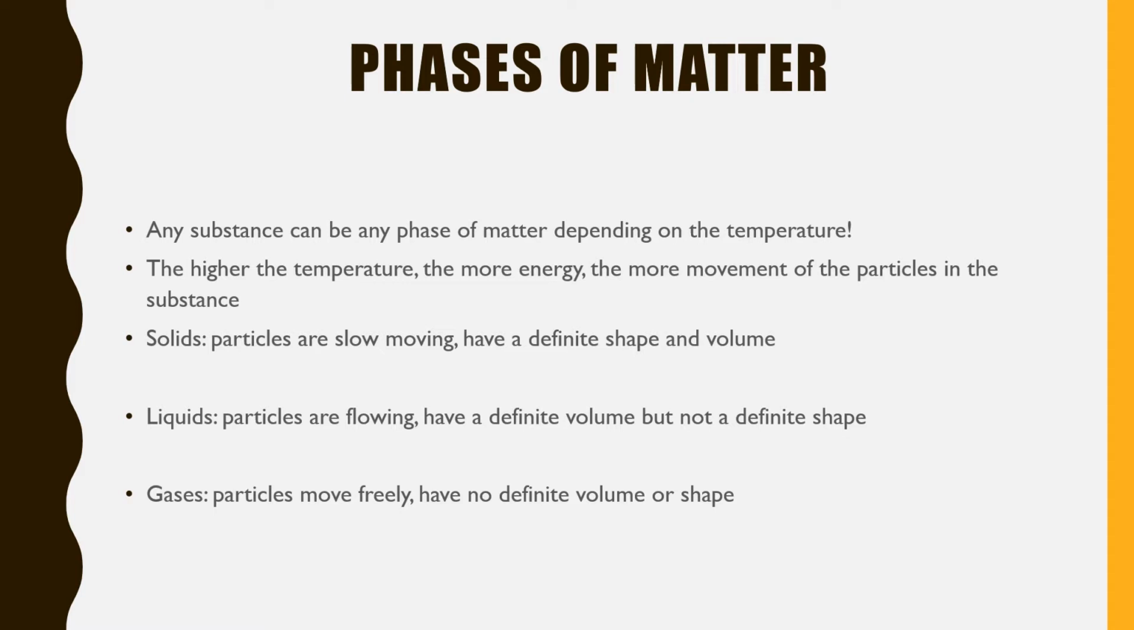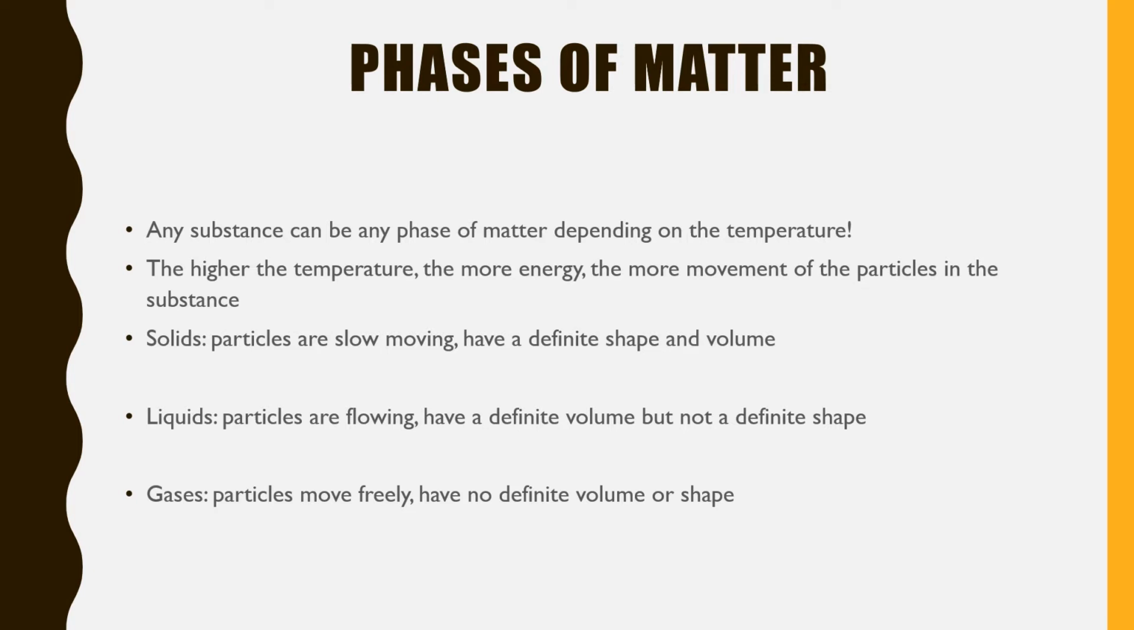Well, how does the temperature relate to the phase of matter? Solids, where the particles are moving slow, have a definite shape and volume. If the particles were moving fast in a solid, they would not have a definite shape. They'd be going everywhere else. If you have a solid, let's think of water. If you have ice and you add some heat, the ice melts into a liquid.